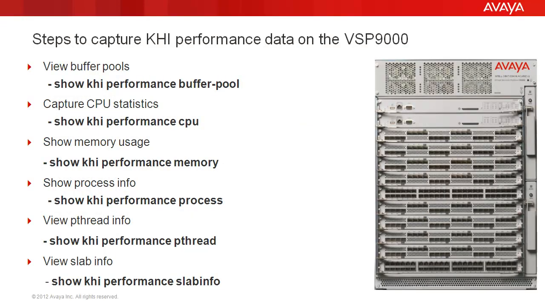In our tech tip, we will capture system resource and operational information using the Show KHI performance command. This data will facilitate fault isolation when compared to a healthy system snapshot. Use these same commands to capture a KHI snapshot of the system when your system is in a normal operational state.